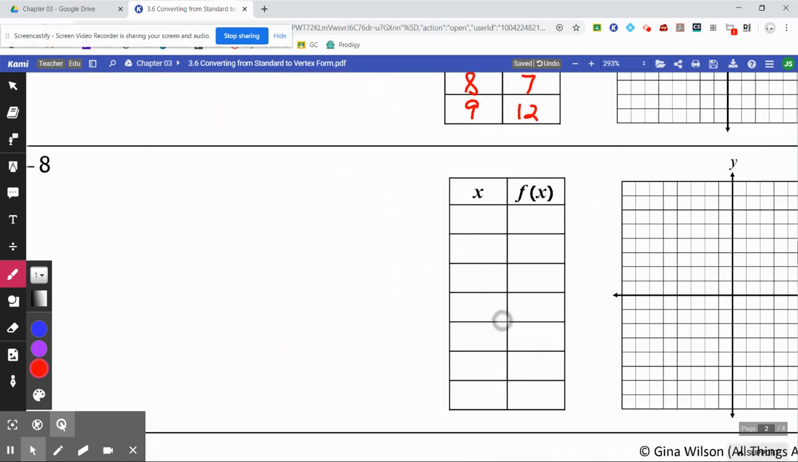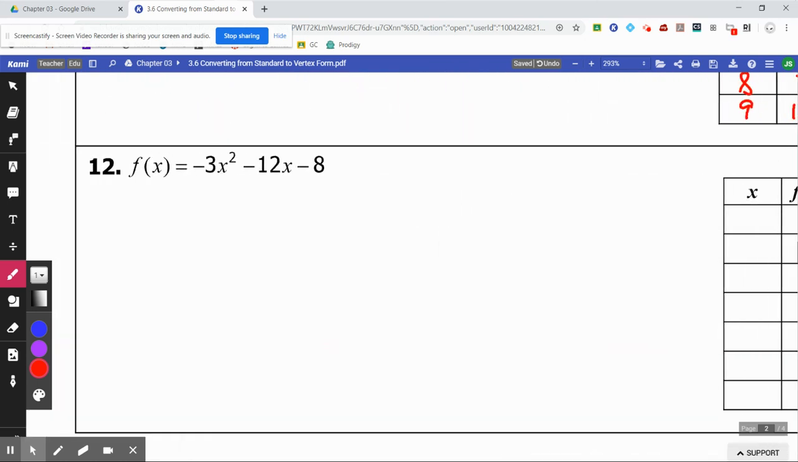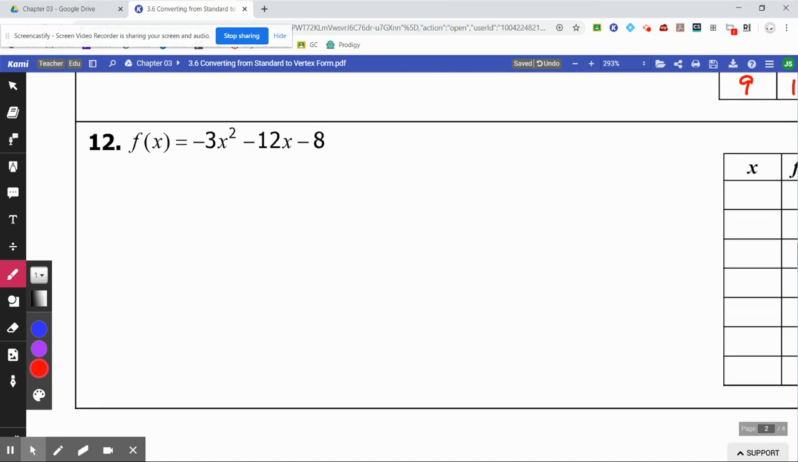Okay, one last one. We're going to write this in vertex form, and again, you can use negative b over 2a if you would like to. You're going to come up with the exact same answers. Step number 1, move the minus 8 over by adding 8. If you would like to, you could go ahead and factor in this same step, but if there is a number in front of x squared, it must be factored out.